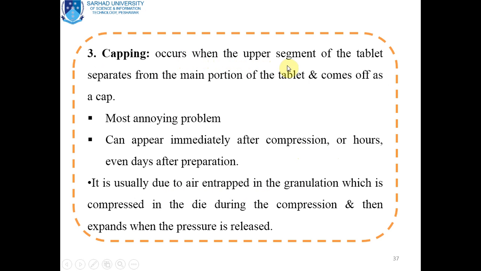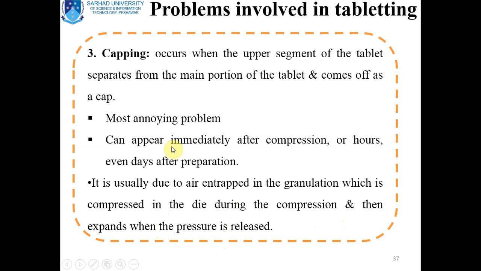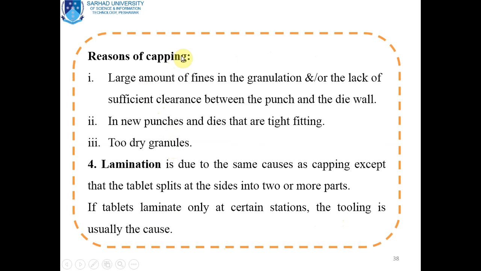Capping occurs when the upper segment of the tablet separates from the main portion of the tablet and comes off as a cap. This problem can appear immediately after compression, or hours or even days after preparation. It is usually due to air entrapment in the granulation, which is compressed in the die during compression and then expands when the pressure is released. Reasons for capping due to air entrapment are a large amount of fines in the granulation, lack of sufficient clearance between the punch and die wall, new punches and dies that are tight fitting, and too dry granules.